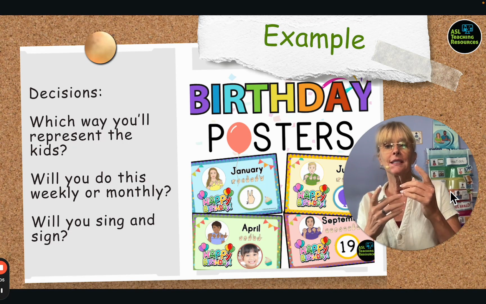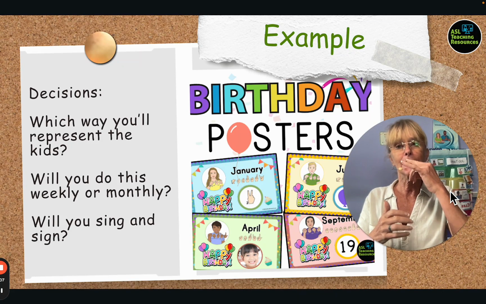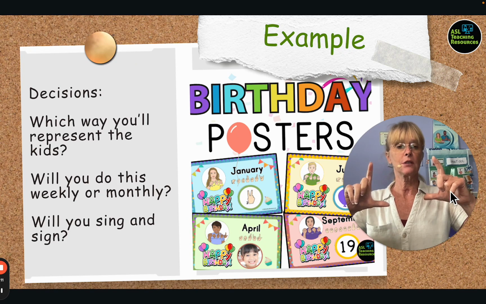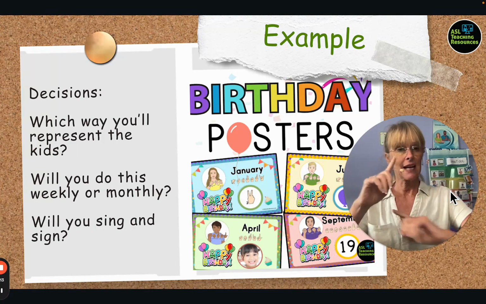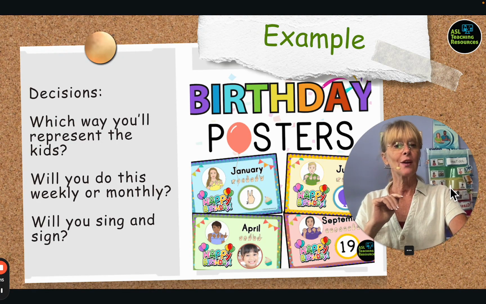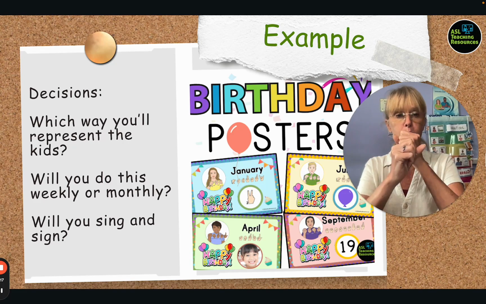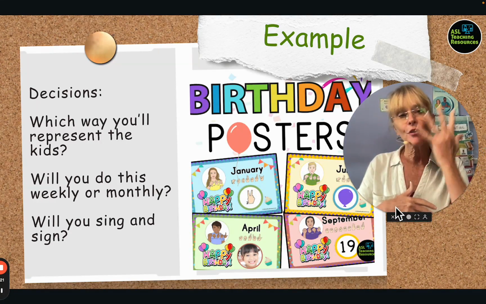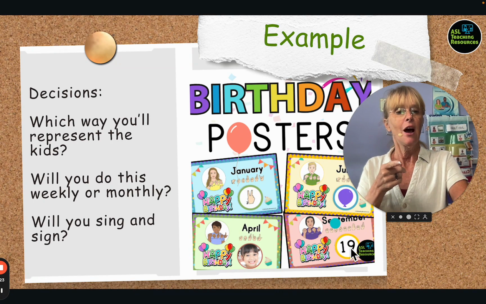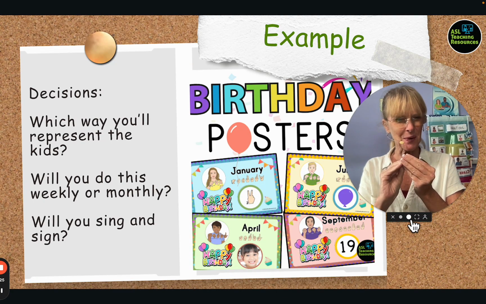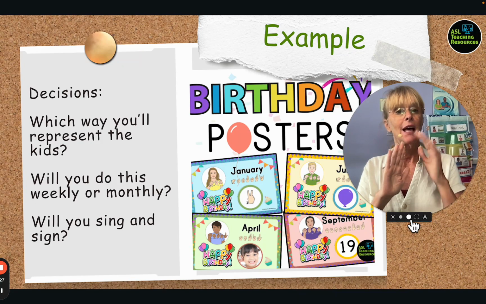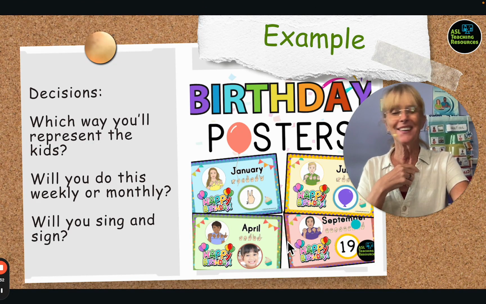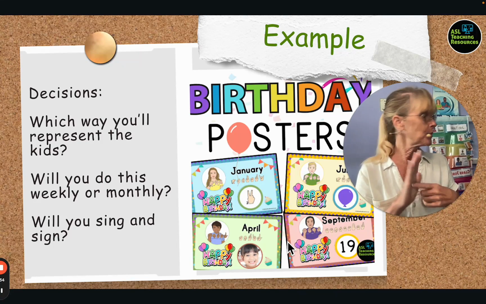Are you going to decide how the kids are represented? Are they going to have a sign language number on the birthday charts? Are they going to have just a balloon where you write something? Are they going to have their face as a picture? Are they going to have a number right there to represent their actual date? You can see them right here, and I have an example here for you.